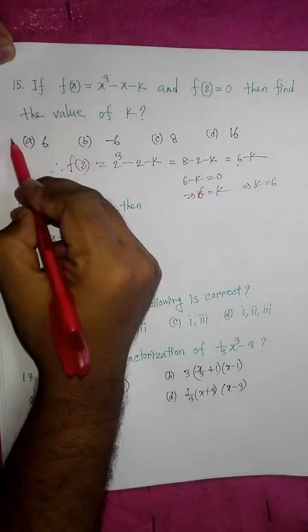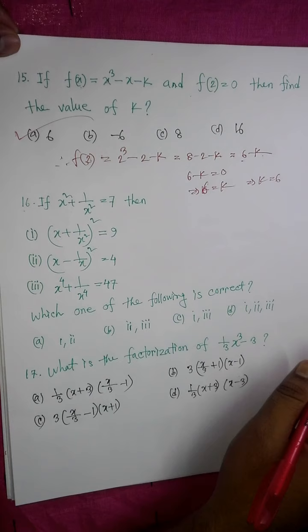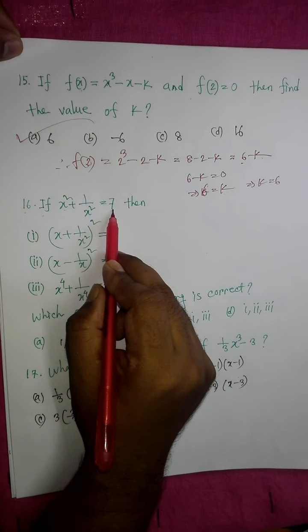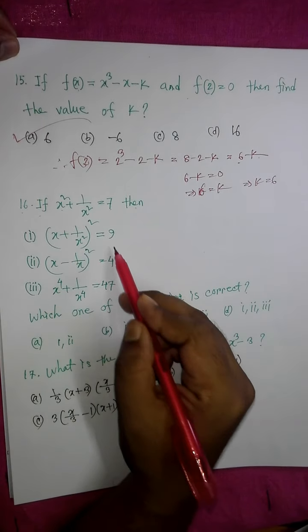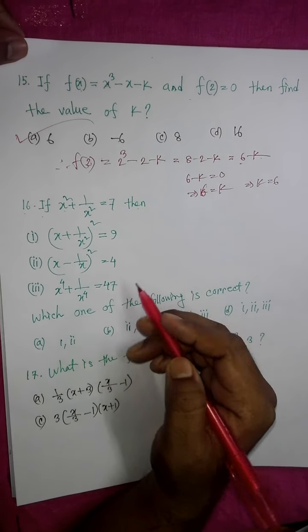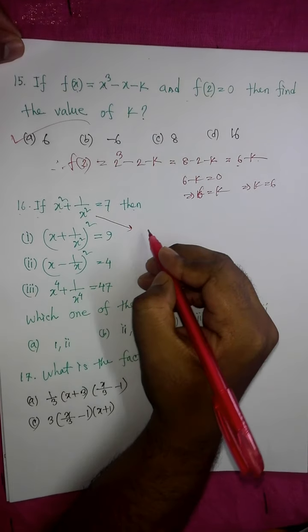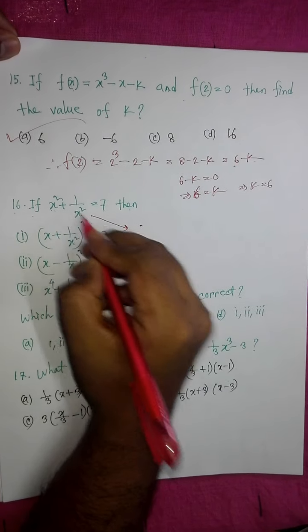So our answer is 6. Now question number 16. If x square plus 1 by x square equal to 7, then we will find those three conditions. To find the first condition, we can write from the given condition a square plus b square.